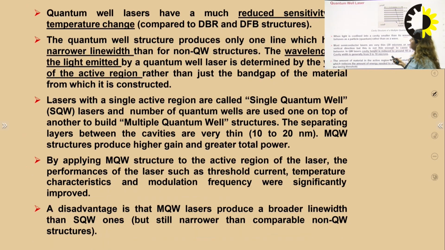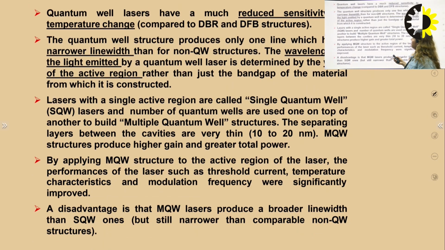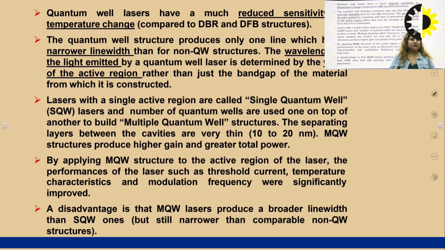So these are different forms of laser which we can use to overcome the problems in the basic lasers. Quantum well lasers have a much reduced sensitivity to temperature change. With a change in temperature, there will be no change in the quantum well laser's output as compared to DBR or DFB, distributed Bragg reflector or distributed feedback lasers. The quantum well laser structure provides only one line, which has a narrower line width. For quantum well structures, the wavelength of the light emitted is determined by the width of the active region rather than just the band gap of the material.